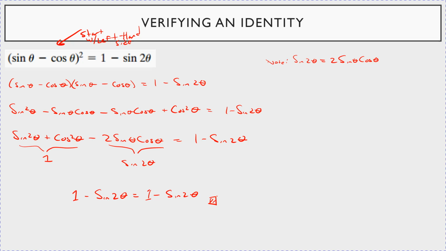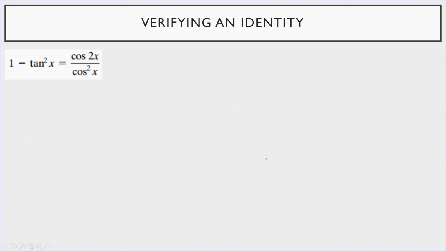All right, let's do another one here. All right, let's verify this one here. 1 minus tangent squared of x over 1 plus tangent squared of x is equal to cosine of 2x. So I actually think I'm going to work with the right-hand side here. Okay, I'm going to work with the right-hand side here. All right, so let's start with this side.